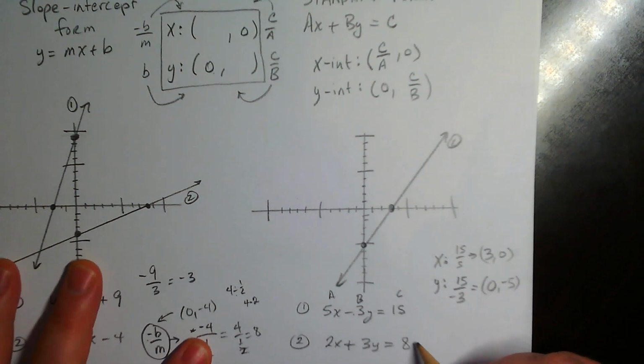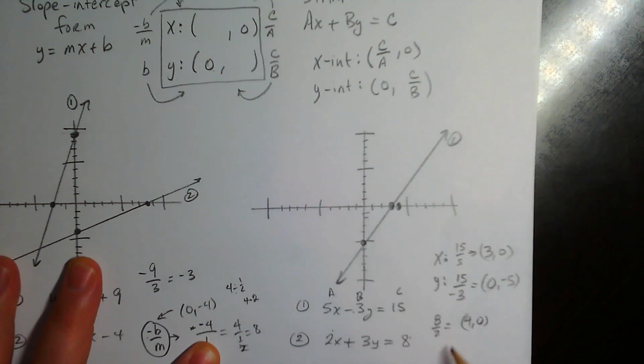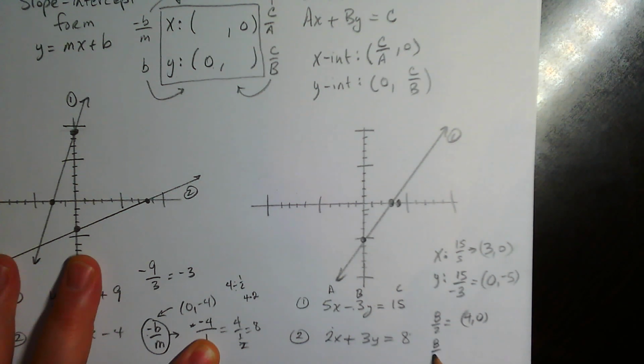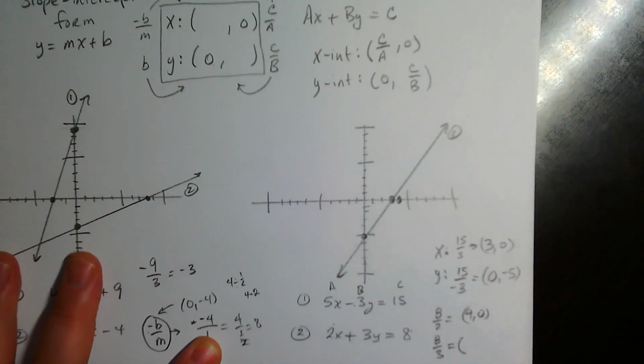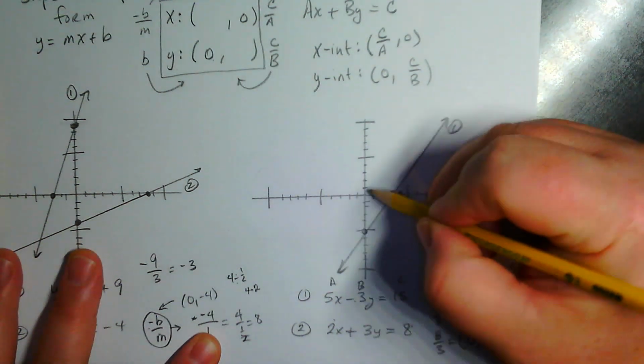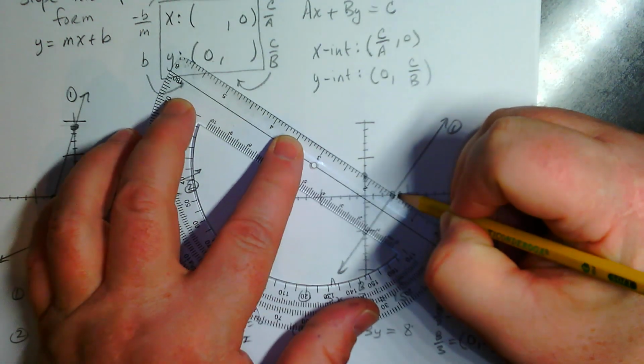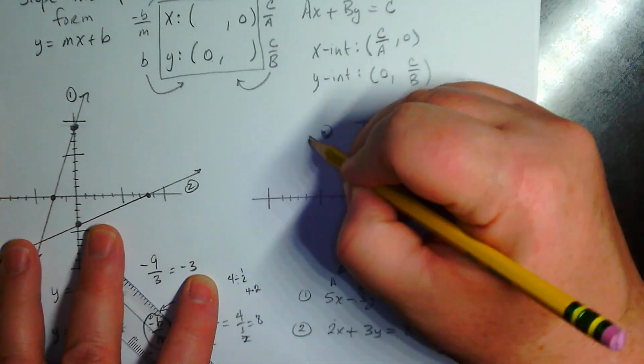Using our shortcut, c over a, that's 8 over 2, that's 4, so 4, 0, that's right here. And then 8 divided by 3. So we have a fraction here. And again, just like the last one, I wanted to give you something that's maybe a little bit trickier. 8 over 3, well, I'm pretty sure that's just going to be 2 and 2/3. It's just a little bit before 3. So 1, 2, 3, just a little bit before 3 right there. So connect our dots, and that's what that one would look like. That would be equation number 2.